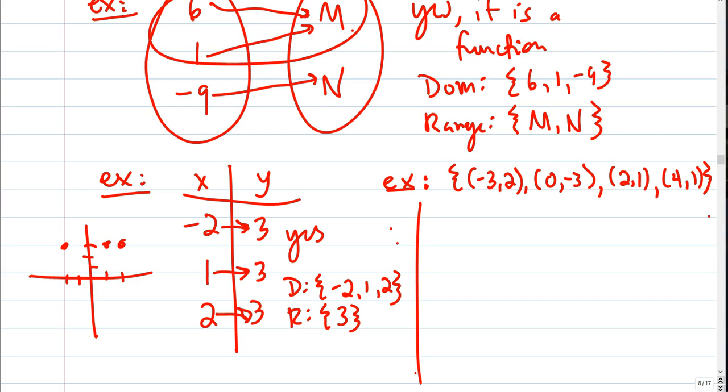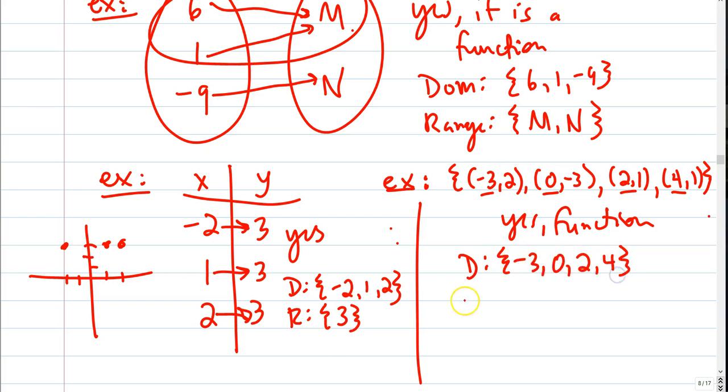Is this one a function? Every x goes to one y. This x goes to one y. This x goes to one y. Yes, it is a function. What is the domain? Well, the x values, negative 3, 0, 2, 4. The range, 2, negative 3, 1. And I don't need to write that 1 again. Every x goes to one y, then it is a function.